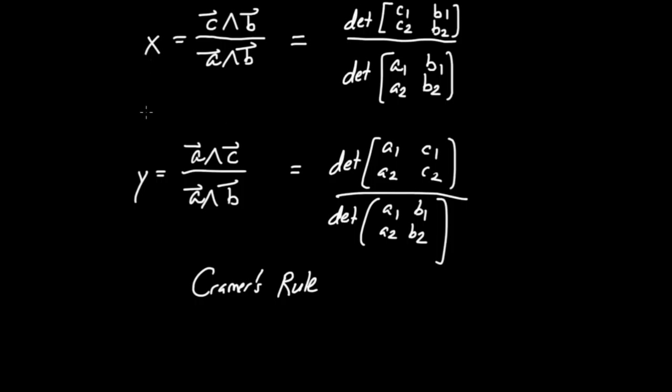Again, notice for x and y, the denominator is the determinant of the original coefficient matrix, which is formed with A and B as the two column vectors. Now notice, importantly, that the numerators are formed by taking that matrix and swapping out one of the columns. For the case of x, the C column vector is going to swap out the first column in the original coefficient matrix. And for y, that C vector is going to swap out the second column. Now that's actually an important observation.